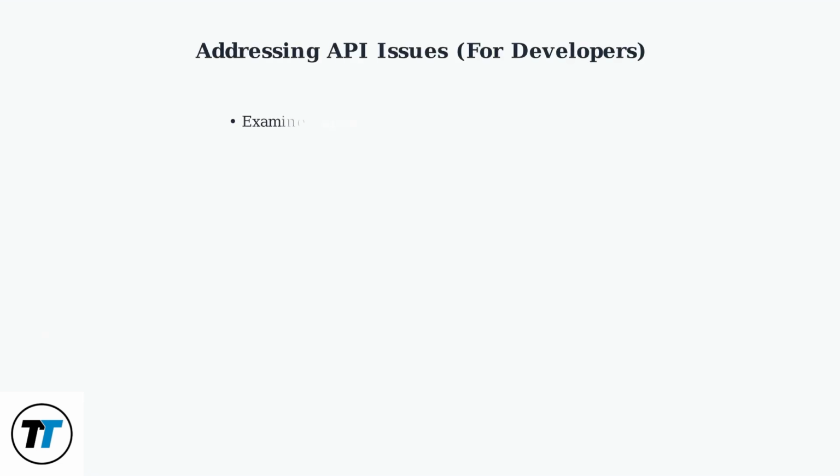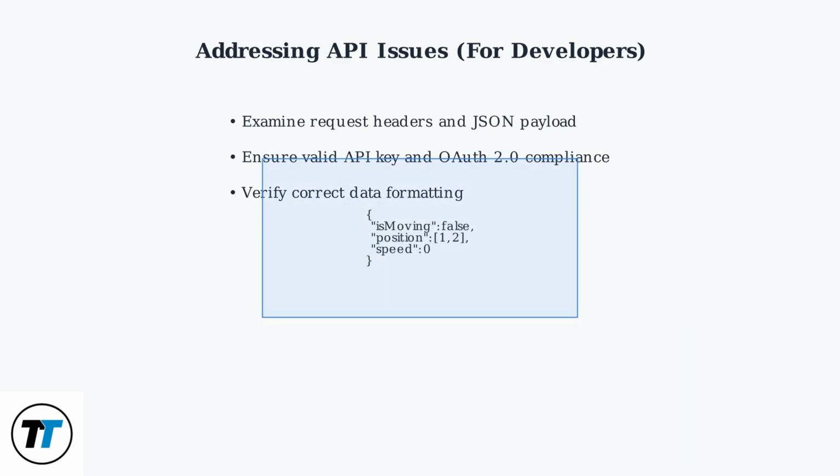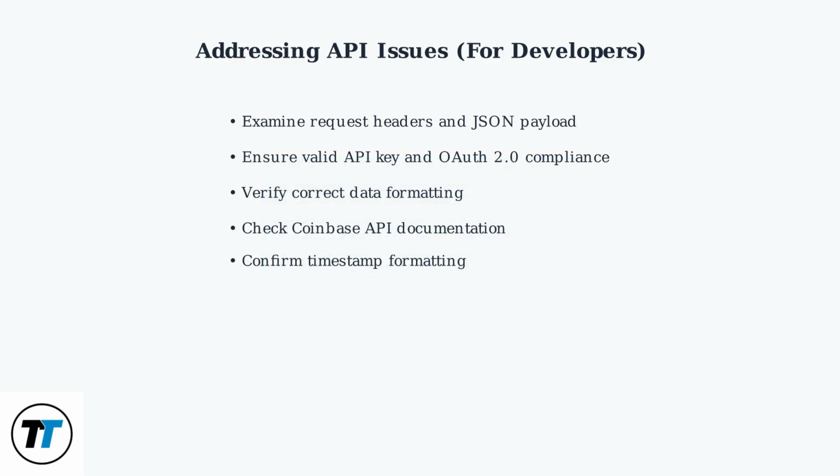If you're using Coinbase's API and encountering 422 errors, carefully examine your request headers and JSON payload. Ensure you're including a valid API key, adhering to OAuth 2.0 standards, and formatting your data correctly. Refer to Coinbase's API documentation for specifics on required fields and data types. Timestamp formatting is a common culprit, so verify it's correct.